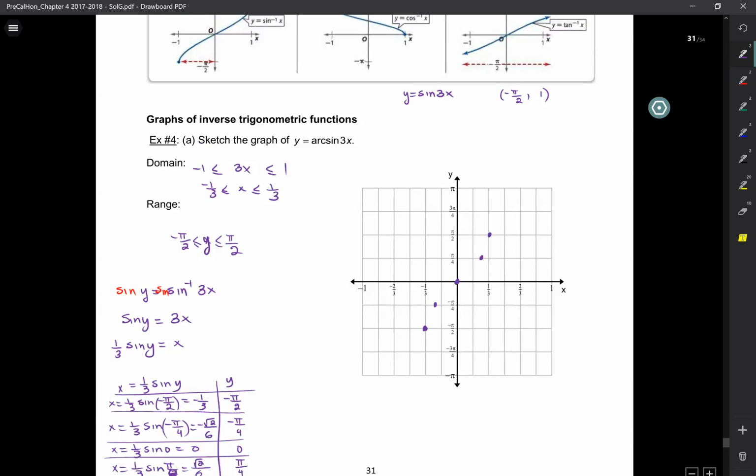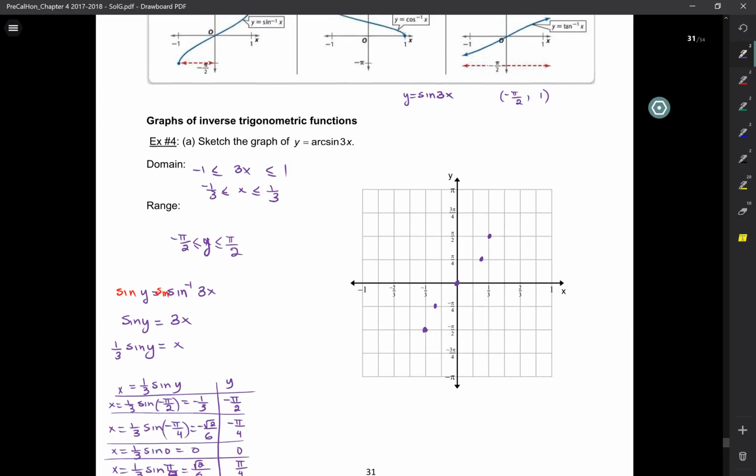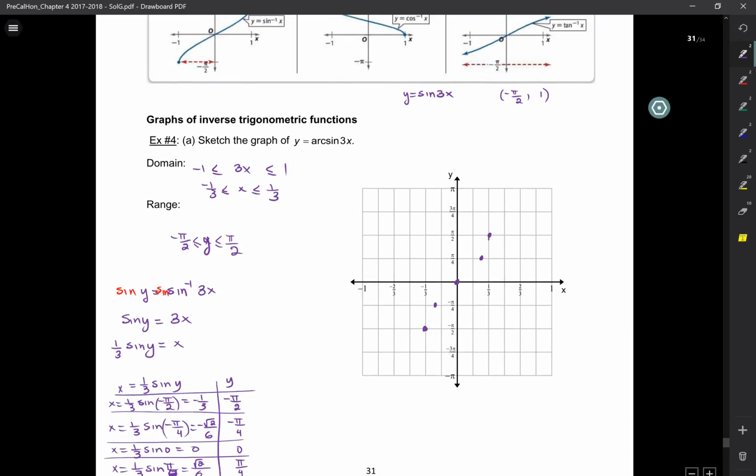But aren't we supposed to do the inverse? So technically, aren't we supposed to switch the x and y values? We did, right?